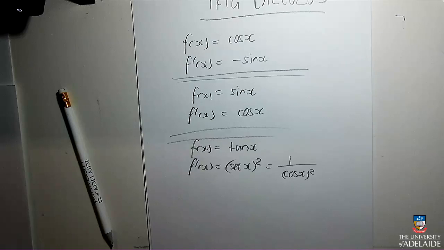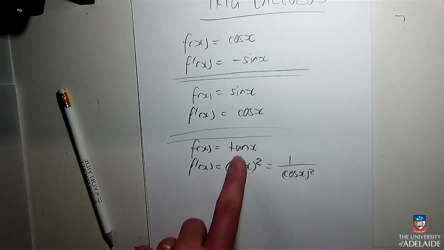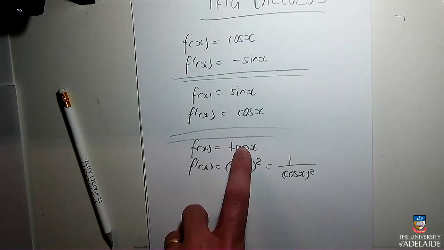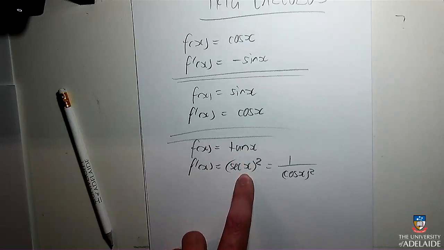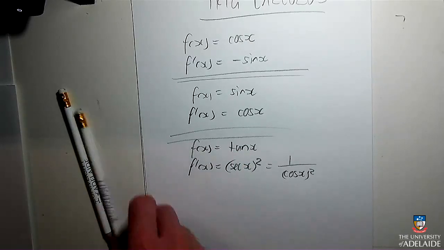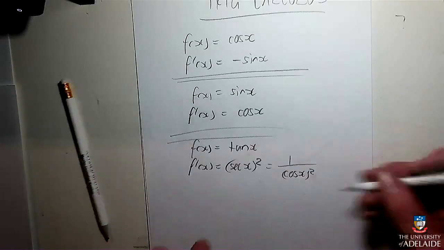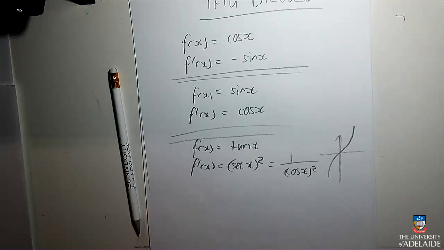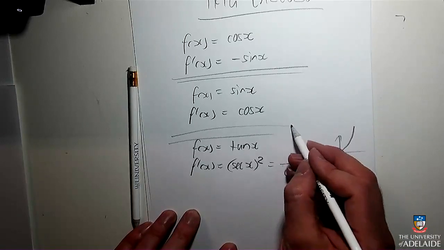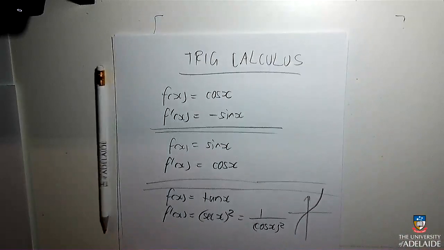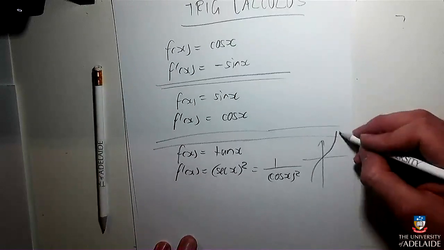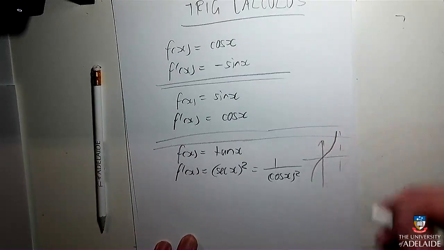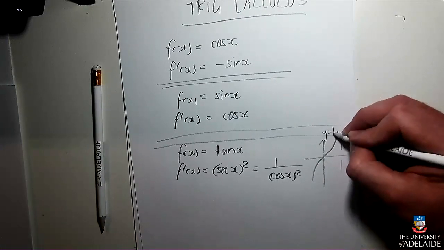So I want to point out some things. You may notice that the derivative of tan is always positive, which means that its slope is always positive. And that's true when you draw tan. It's like that. Slope is always positive no matter where you are. And you know it. So this is y equals tan x.